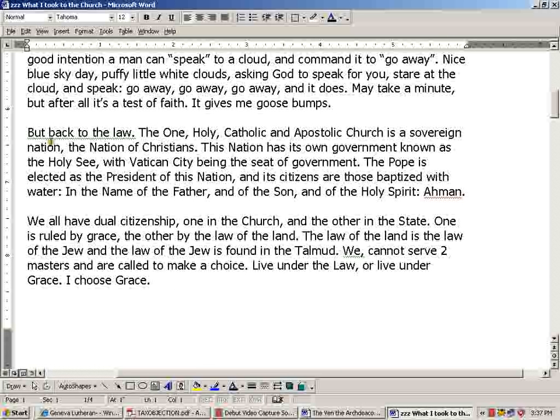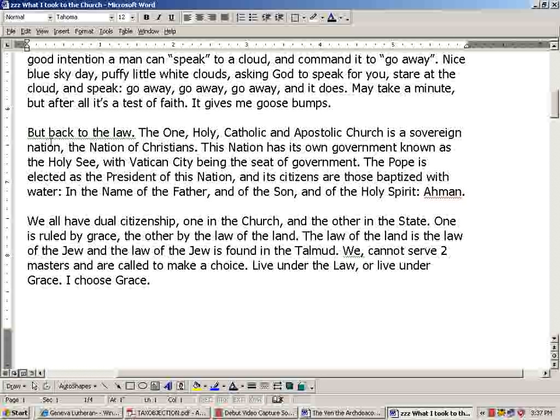Back to the law. The one Holy Catholic and Apostolic Church is a sovereign nation, the nation of Christians. This nation has its own government, known as the Holy See, with the Vatican City being the seat of government. The Pope is elected as president of this nation, and its citizens are those baptized with water in the name of the Father, the Son, Holy Spirit. Amen. We all have dual citizenship, one from the church and the other from the state.